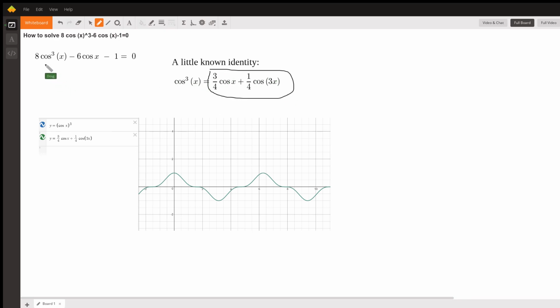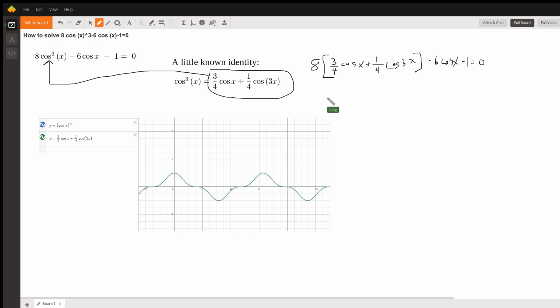into the given equation for cosine cubed of x. So I'll do that over here. I'm going to replace 8 cosine cubed with its identical expression, 8 times 3/4 cosine of x plus 1/4 cosine of 3x, then minus 6 cosine x minus 1 equals 0.